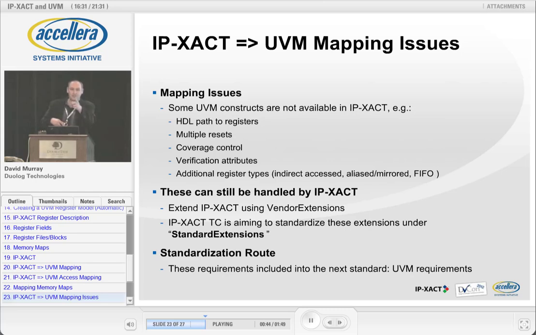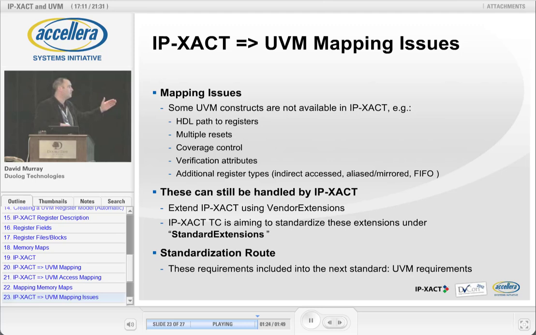Also multiple resets. We've heard a lot of the design community come back with these types of requests. Coverage control: how is it possible to put coverage control in my IP-XACT so that when I generate my register model, there's a specific coverage configuration, cross coverage configuration scenarios. Verification attributes: I want to be able to say that if a reset test case is run, I do not want to run it on this particular register. So you can add that as a verification attribute. And again, other register types: indirectly accessed, alias, mirrored, FIFO type registers.